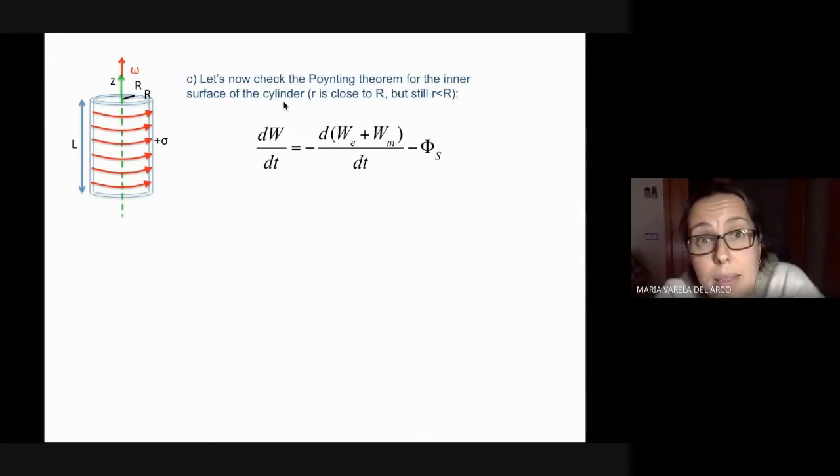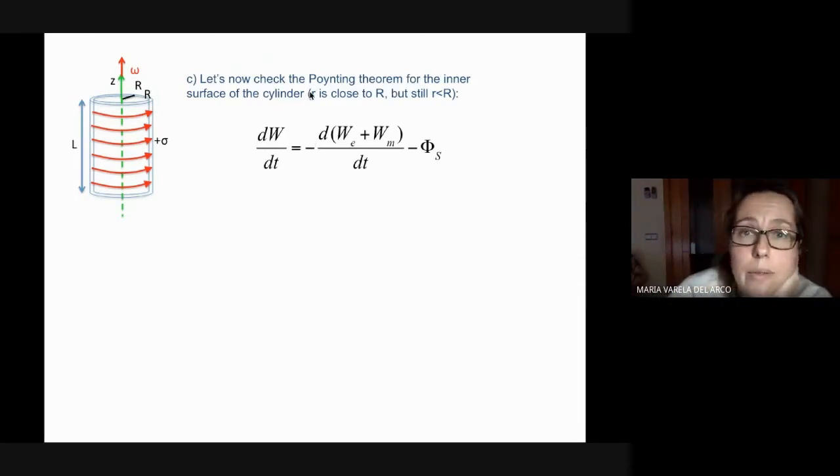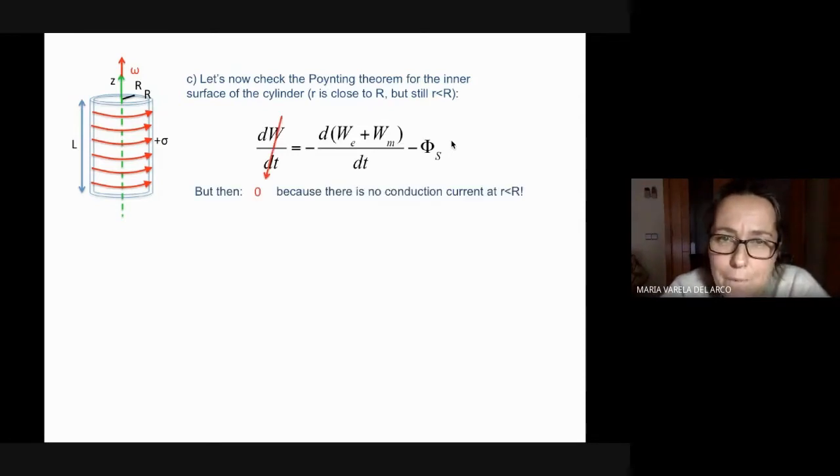Let's check then the Poynting theorem on the surface, just on the inner surface of the cylinder where the radius is close to capital R, but slightly smaller. Then we have to check that all of those terms hold together. First of all, the Joule power is 0. Why?